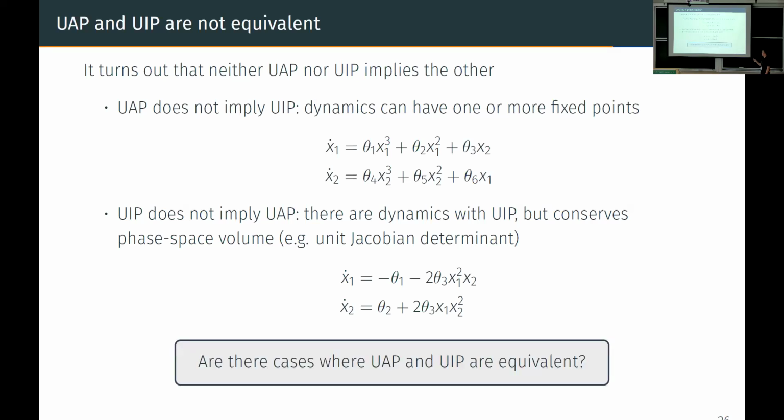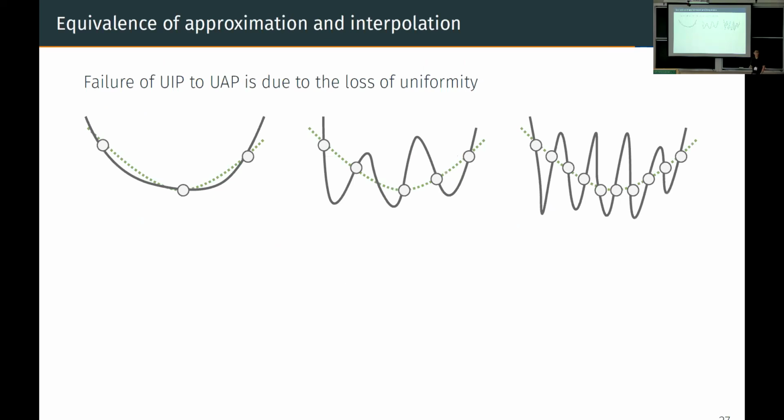Then the question is, are there cases where they're equivalent? Why is this an important question? Because we want to see to what extent we can apply this control theoretic thinking, which is more about interpolation of data points, and how it can translate to some results in approximation theory, which is density of some hypothesis space. So we want to think about what are the cases where they are actually equivalent.